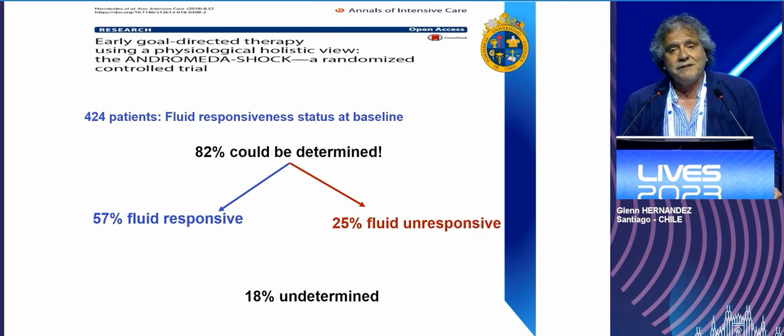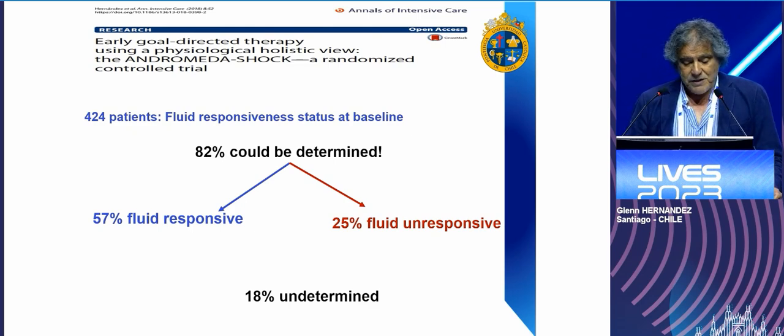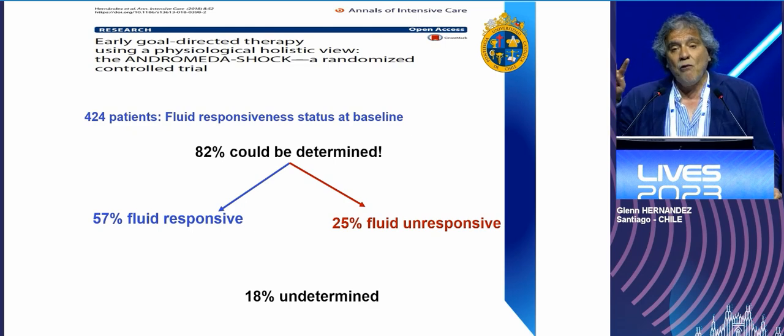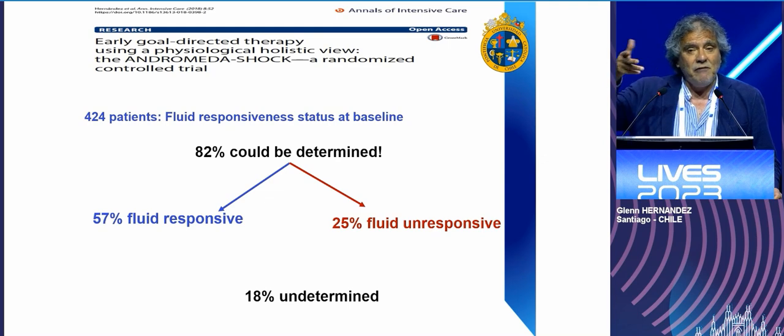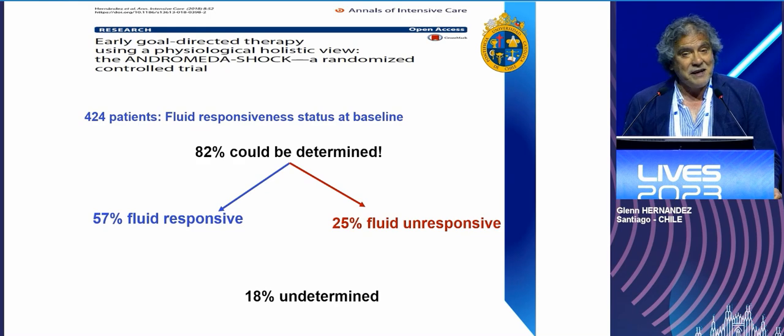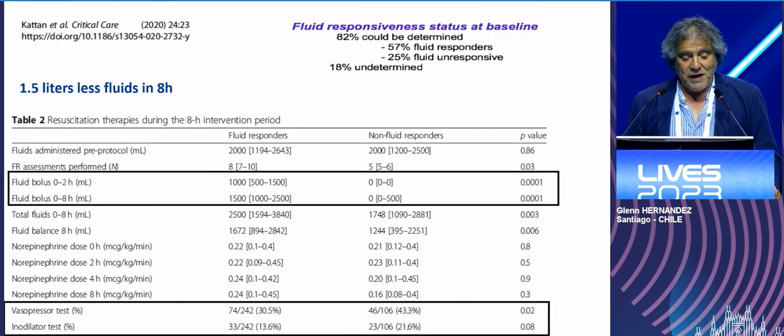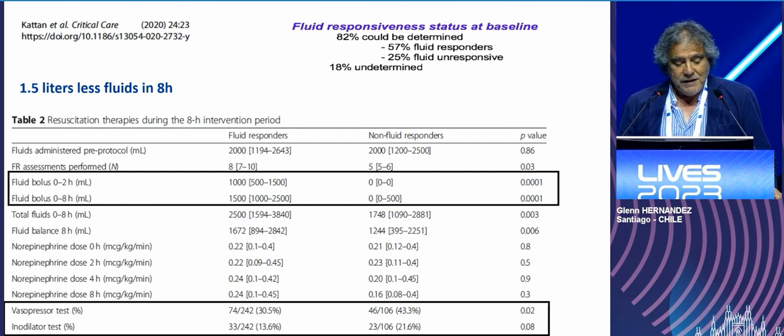And it could be determined in 82% of the patients, of which 1 in 4 were already fluid unresponsive when they started the protocol. They had received a median of 24 mL per kilo previously in the emergency department. So this is unexpected at the beginning, at the admission to the ICU. And these patients, according to our algorithm, were treated, of course, non-fluid responders received 0 volume during the intervention period.